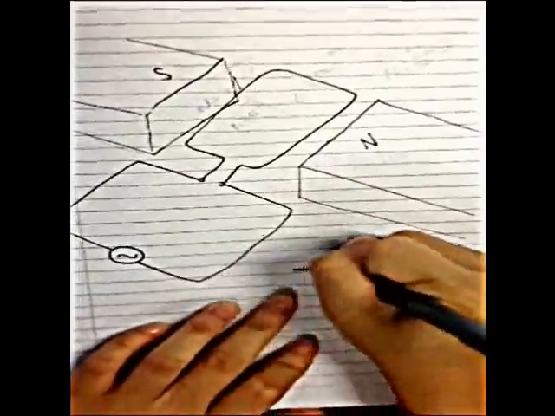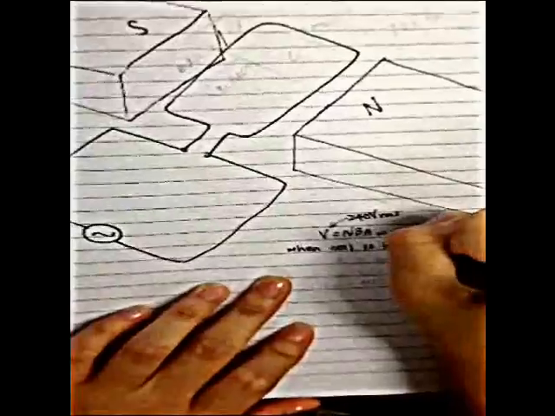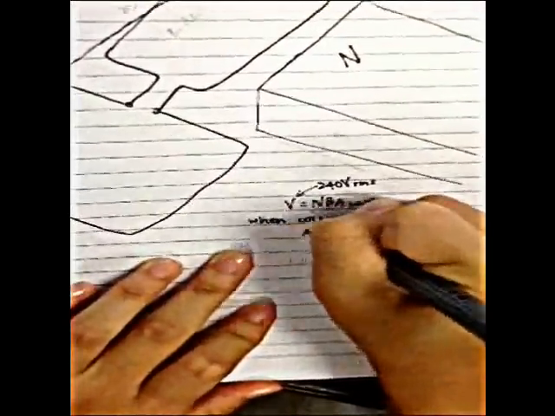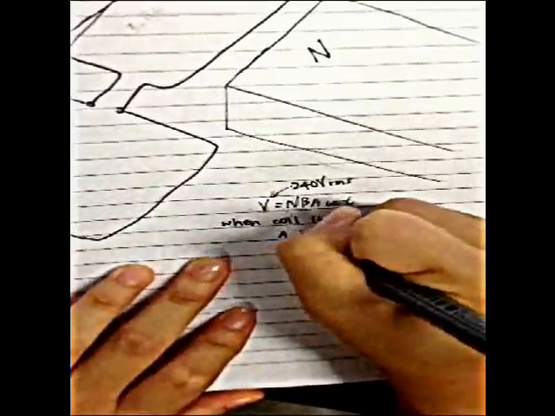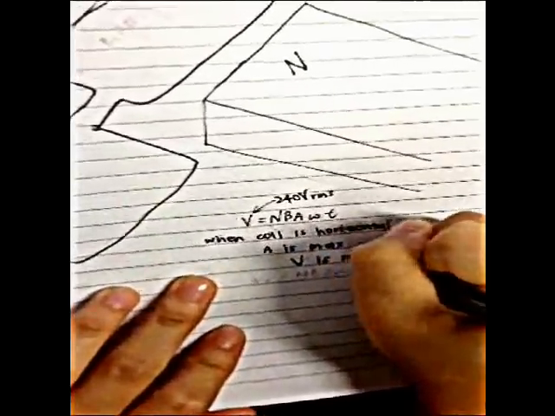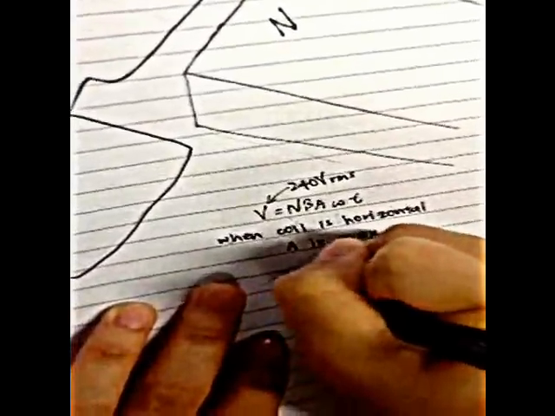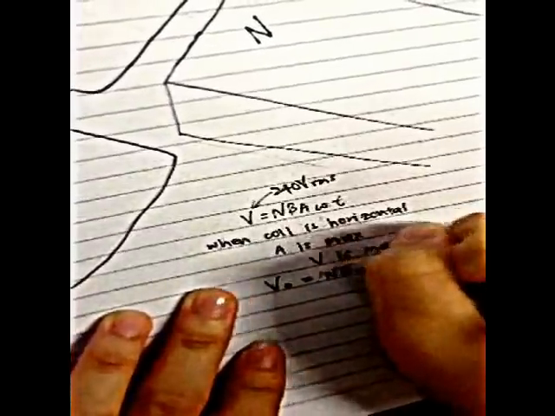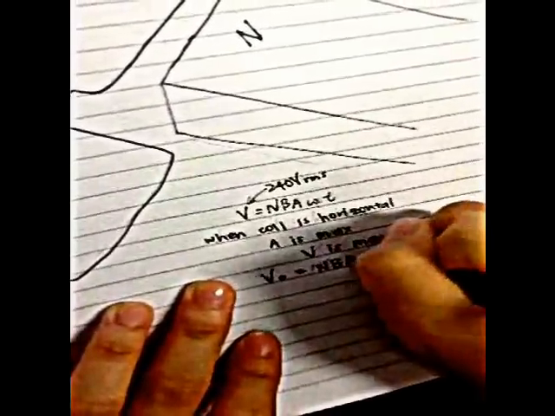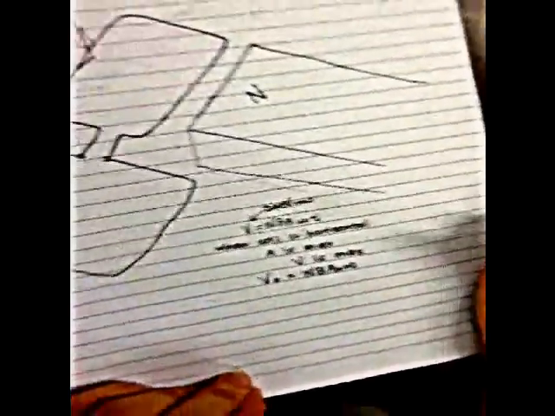So when the coil is vertical, the area cutting the magnetic field is at its maximum, and hence the induced EMF is at its maximum. In order to get 240 volts RMS, we need to have a maximum EMF of 240 root 2 when the coil is vertical. In order to get this value, these are the parameters we have defined.